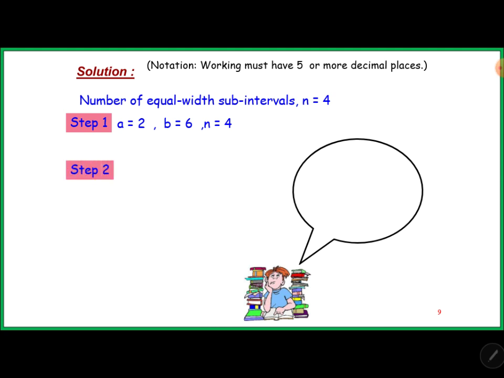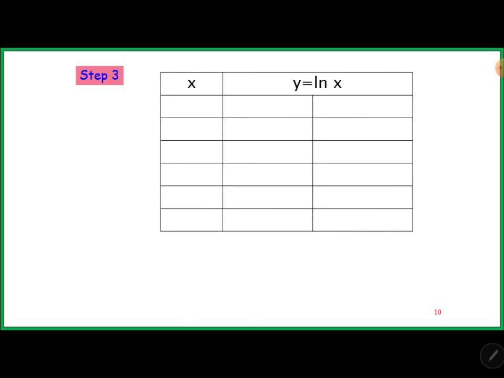And then the next step is to find h. How to find h? By using the formula b minus a over n. So b is 6, minus 2, over 4. So 4 divided by 4, which is equal to 1. Now we go to step 3, which is to list out all the values of x. Because x starts with 2, the next value of x, x1, should be added up by h. So what is our h? Our h is equal to 1.